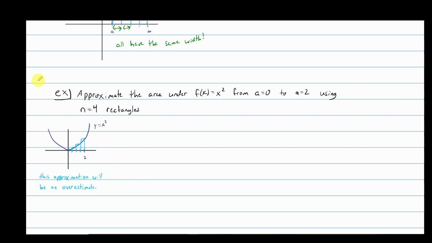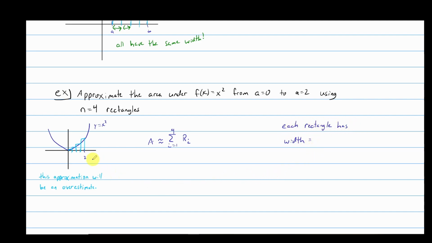Okay, but let's go ahead and see if we can write out what this is going to look like now. So the area is approximately the area of these 4 rectangles. So I can say the sum from 1 to 4, rectangle sub i.